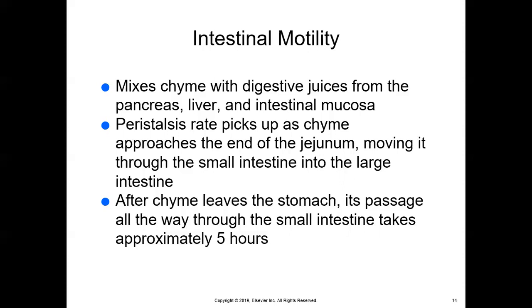And the reason for that is the duodenum is the main area where you can get absorption. That's where nutrients are going to go from the intestines, through the cells of the intestinal wall, and into the bloodstream. After it moves through there, then it moves quicker. It doesn't have to absorb as much. It's starting to get ready for defecation. So after the chyme leaves the stomach, its passage all the way through the small intestine takes approximately 5 hours.